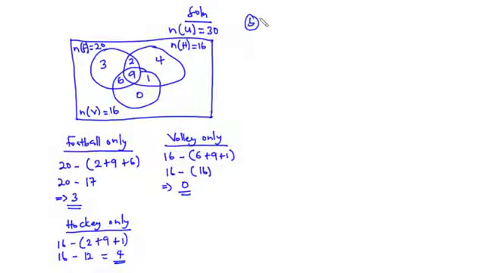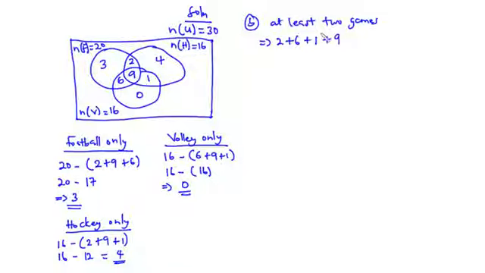Now let's solve for B. The number of students who play at least 2 games. So at least 2 games means that we need to find the number of students who play 2 or more games. It shouldn't be less than 2. Now for exactly 2 games, we have 2 plus 6 plus 1. So 2 plus 6 plus 1. And then all the 3 games is 9.